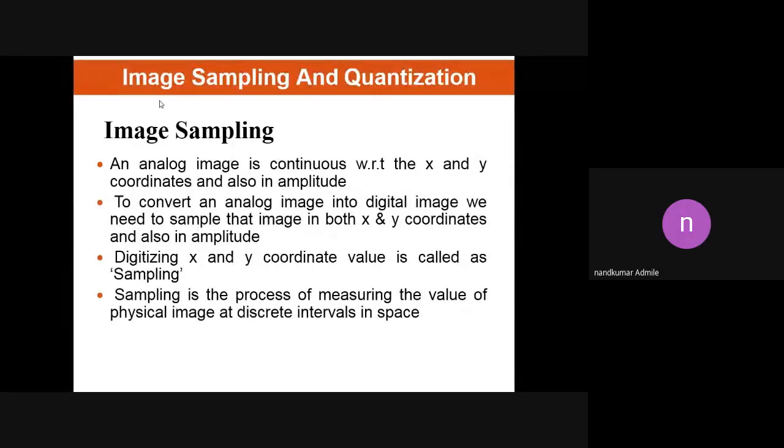The next important thing we have to study is image sampling and quantization. As we studied the three techniques, by using these three techniques we get the idea of how we can display the image. It is a basic fundamental to display the image.